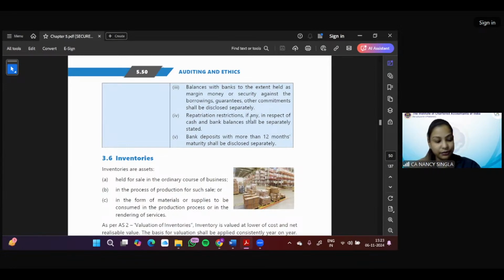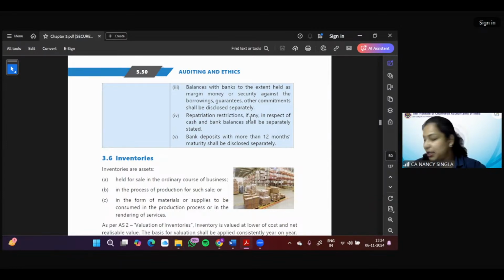Your repatriation restrictions. So repatriation is what? Suppose any cash is held in a foreign account, right? Foreign currency account. So converting the foreign currency into local currency. So when the company or the client is converting the foreign currency into local currency, if there are any restrictions with respect to such thing, then in respect of such transaction also, cash and bank balances shall be stated separately. And the last says that bank deposits with more than 12 months maturity. So basically your FDs and all, they shall be disclosed separately.